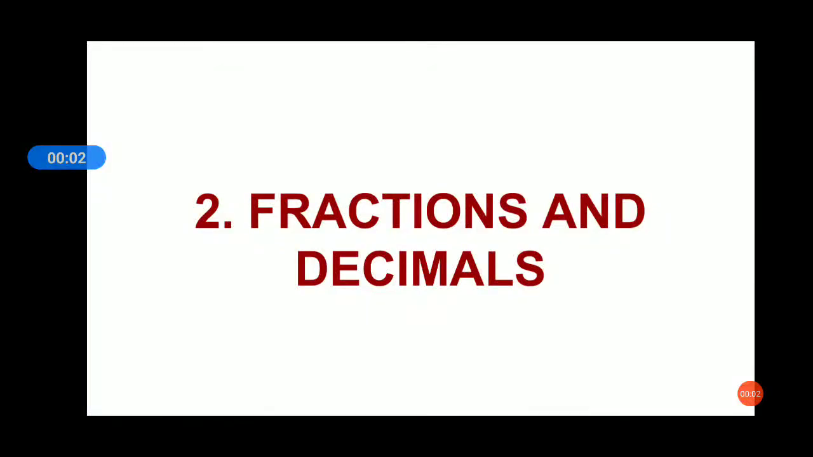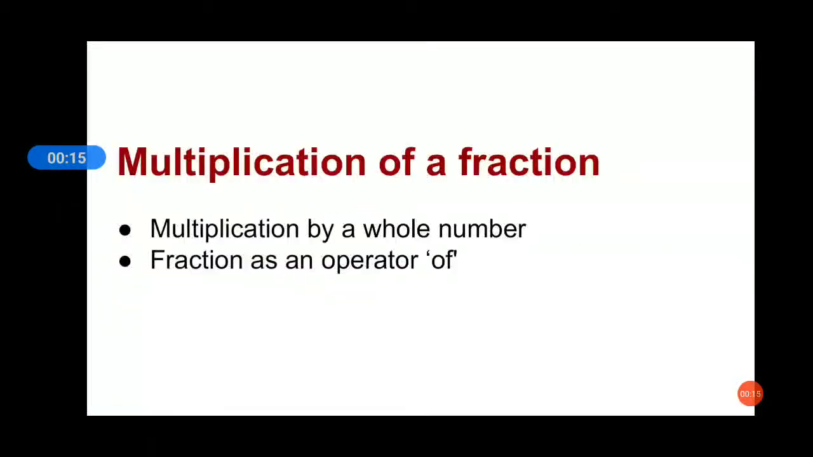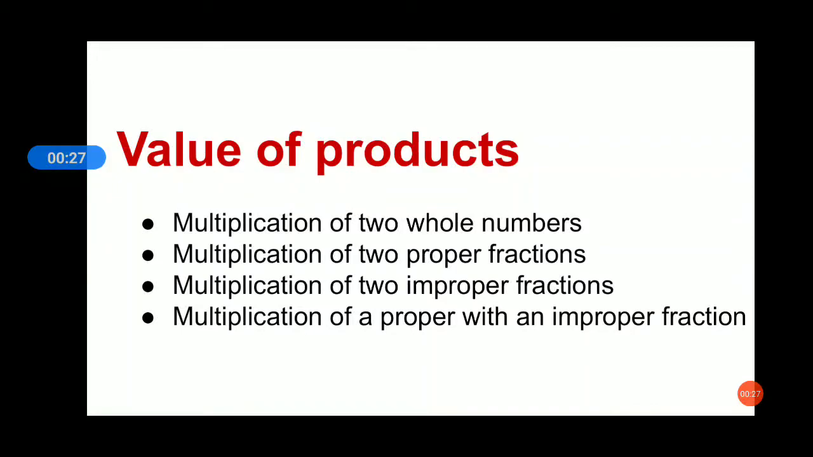Students, we are already seeing chapter 2, that is fractions and decimals. In fractions and decimals, we were revising the fractions, like and unlike, improper, proper, how to add and subtract the fractions. Then we saw the multiplication of a fraction, how to multiply a fraction by a whole number, and what is "of". "Of" is nothing but a multiplication. Then we saw the value of products and the different topics in the value of the products.